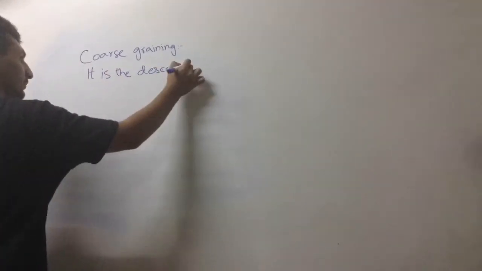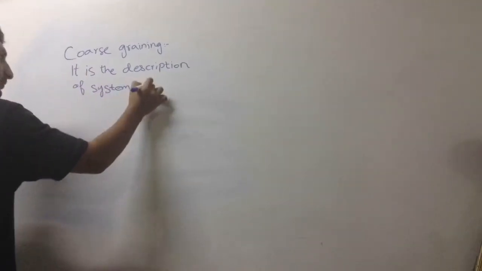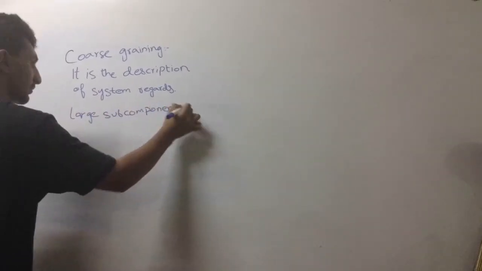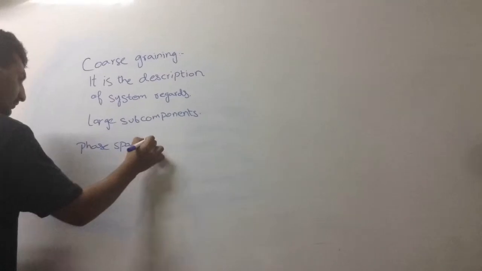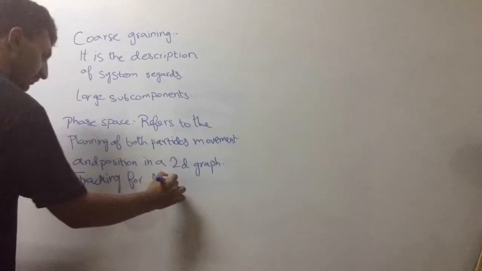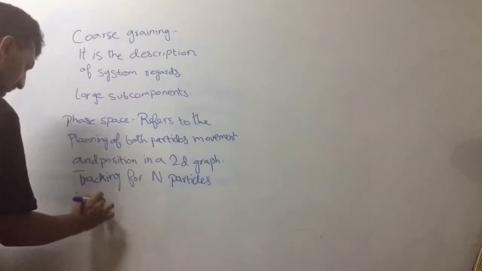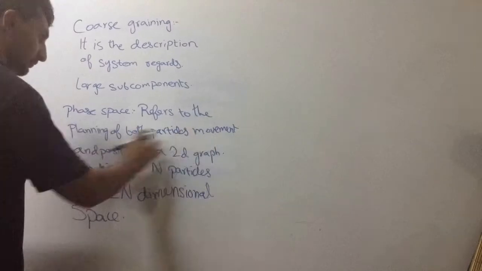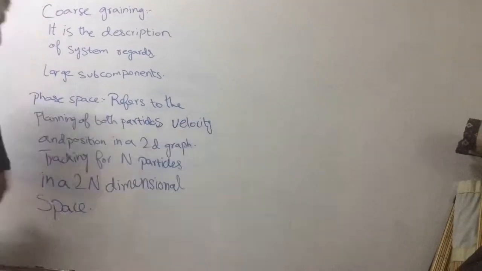Now, coming to coarse graining, it is the description of the system in terms of large subcomponents. Phase space refers to the plotting of both a particle's movement and position on a two-dimensional graph, tracking n particles in a two-dimensional space.